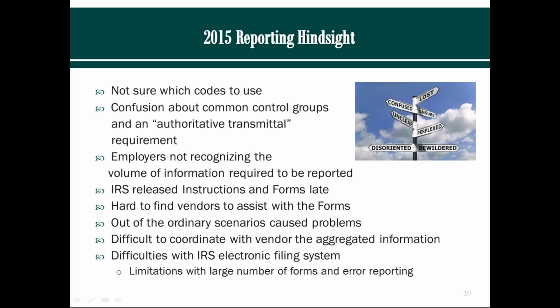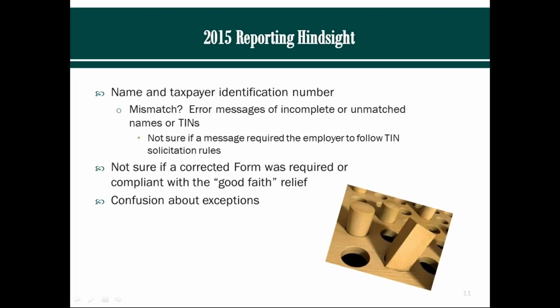Again, difficulty with vendors at aggregating your information, difficulty with the IRS electronic filing system. I know even as of January, even the IRS was still testing that system. So again, a lot of issues going on. Still looking backwards and saying, what could have been done better? This name and taxpayer identification number.